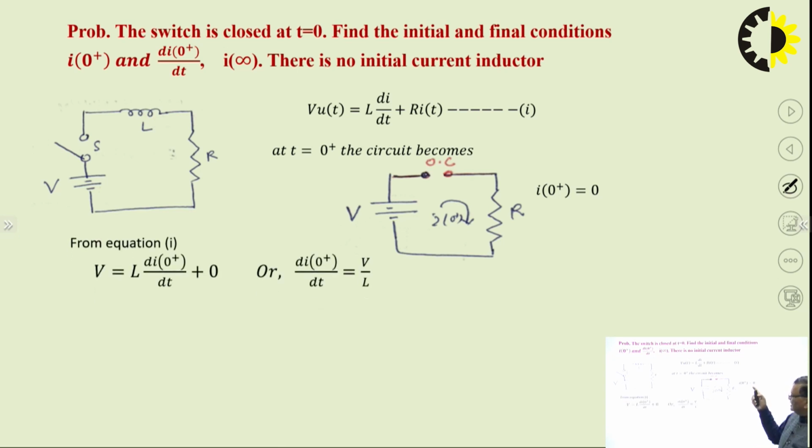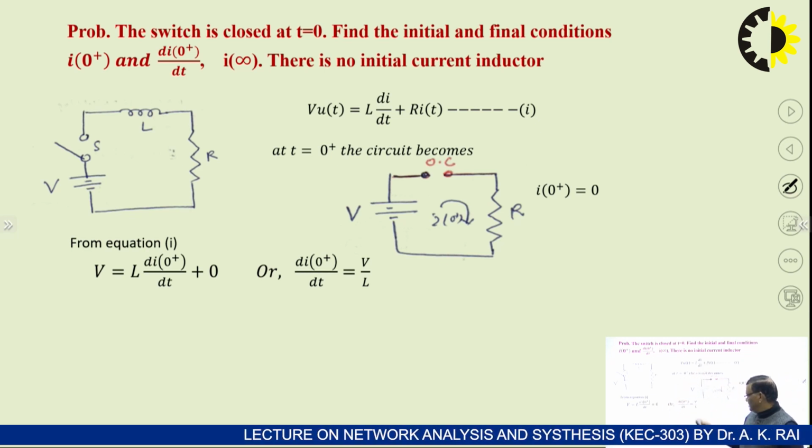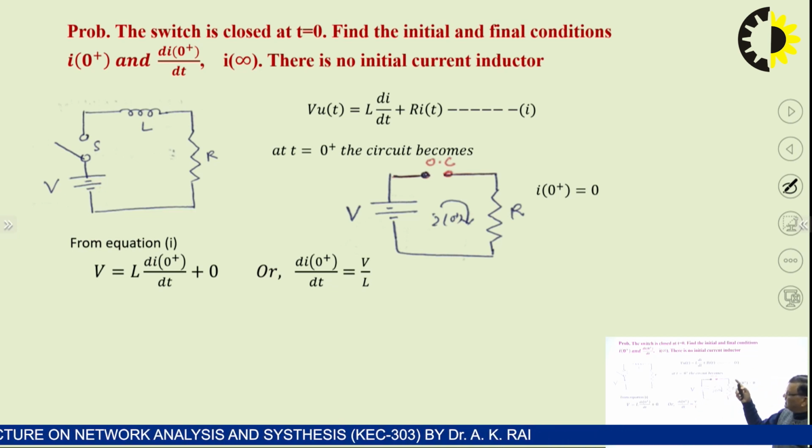And so, V is equal to L di(0 plus)/dt, and this I0 is 0, so this term is 0 and this is V upon R. This way we can find di(0 plus)/dt, that is V upon L.